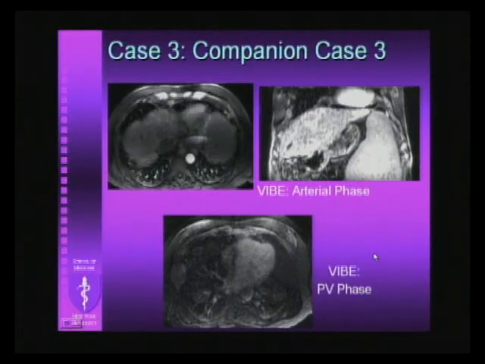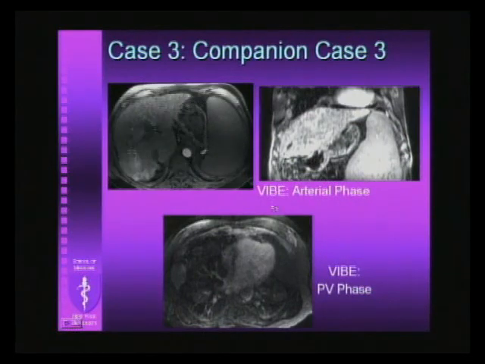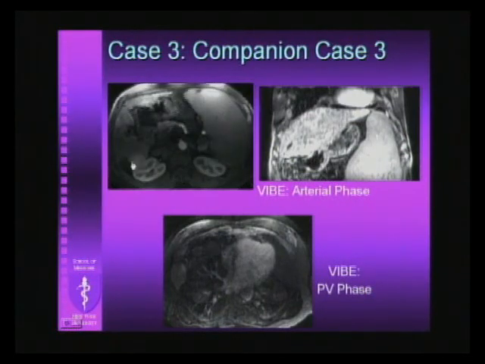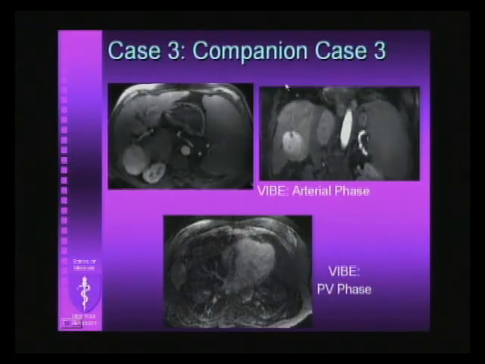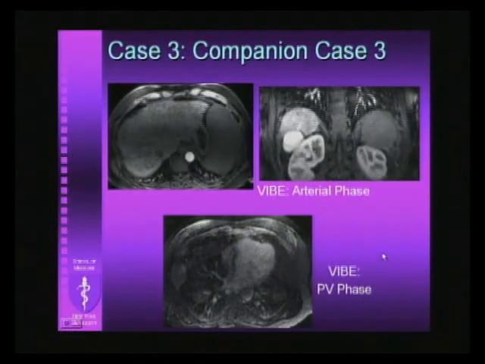This is what we're trying to avoid by doing frequent monitoring. Here's a patient with cirrhosis, a large lesion in the right lobe of the liver. Here's the coronal reformatting showing you the metastasis to the chest wall.